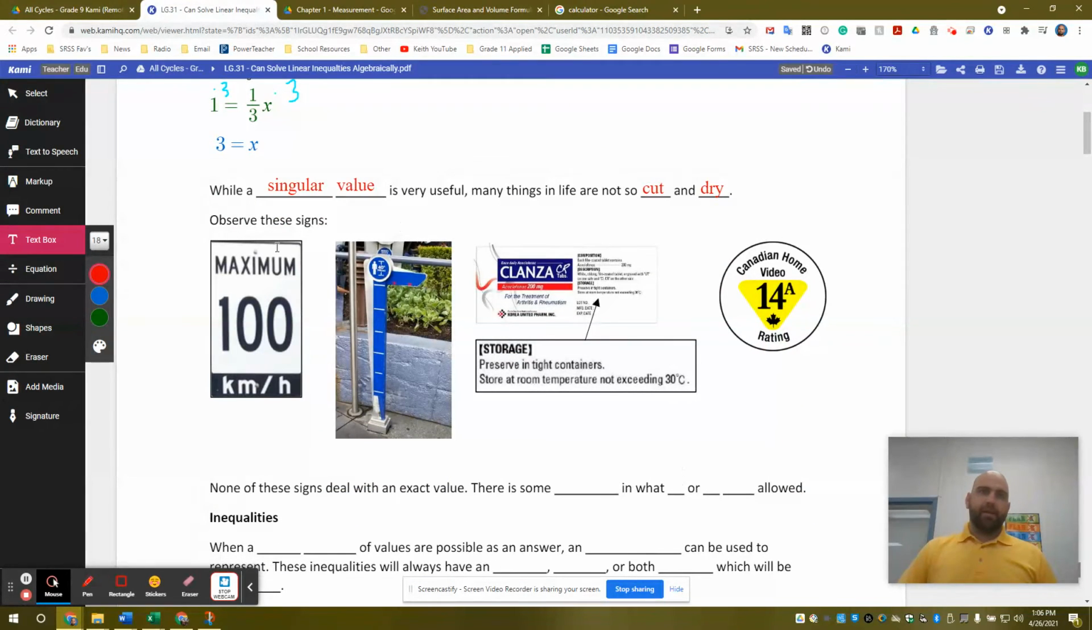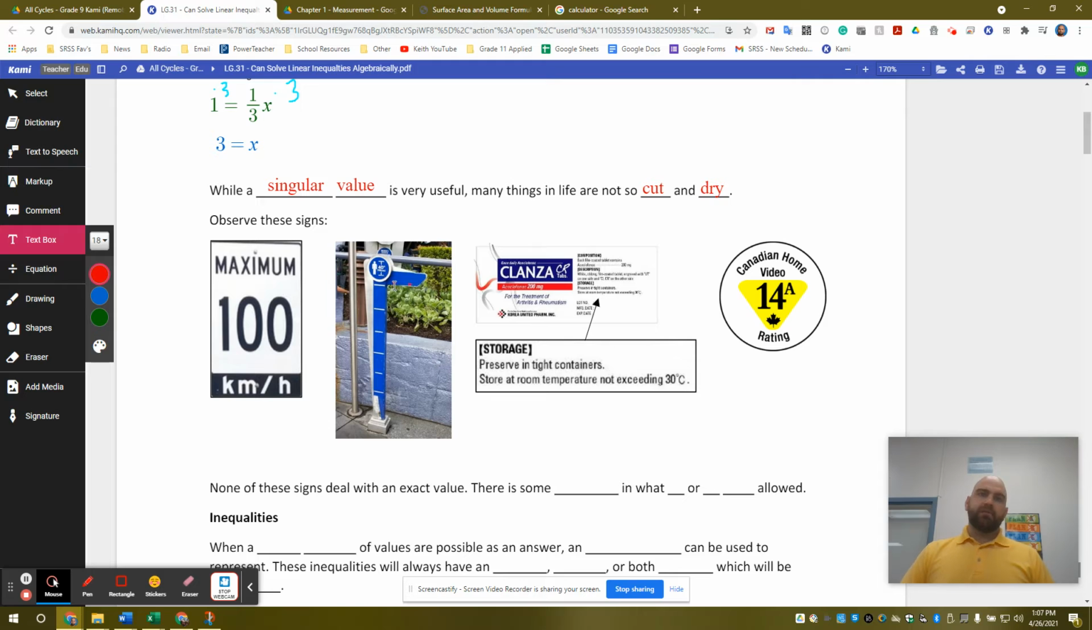So I'm going to take a look at 4 signs that you might see somewhere. The first one here is a speed sign. A speed sign says the maximum speed you're allowed to go on the highway. Anything over is illegal. I'm not saying people don't do it, but it is illegal. So that tells you that you can go 100 kilometers per hour down this highway. If you're traveling at 95 kilometers per hour, it's not 100, but that's allowed because this is the max.